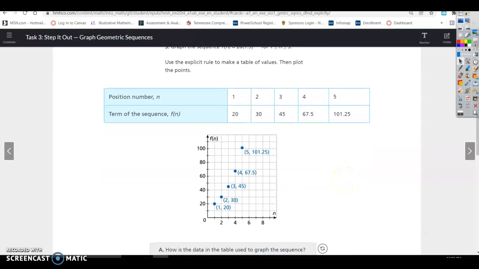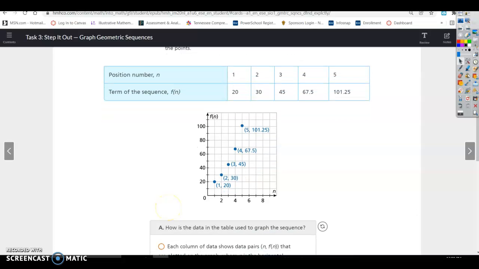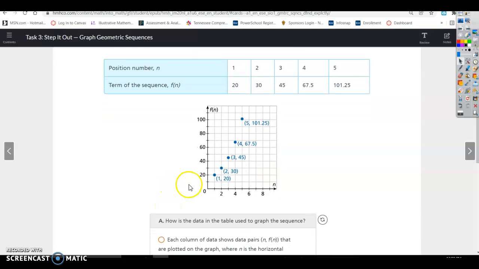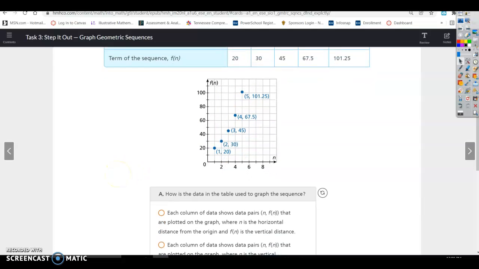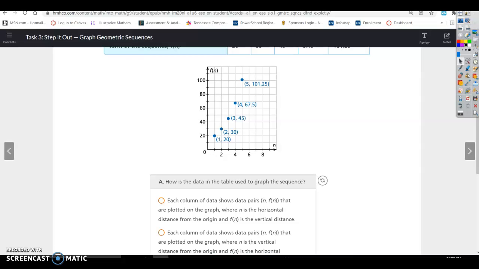So to graph that, you put the domain on the x-axis, here's our n's, and we put the range on our y-axis, which is in this case f of n. You can see the scale goes by ones on the bottom, and it goes by tens up the vertical side. If you graph these points, it would look like these dots here. You're not going to connect the dots because this is just individual points. With a sequence, it's just those points. It's not a connected line.